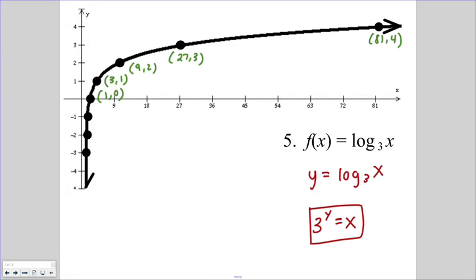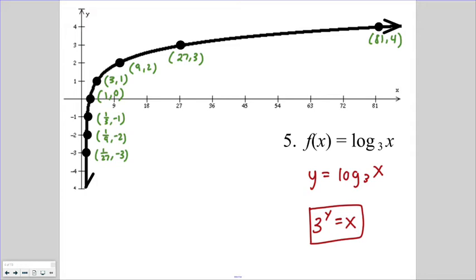So then down here at negative 1, instead of negative 1, 1/3, it's going to be 1/3, negative 1. And then we're going to have 1/9, negative 2, 1/27, negative 3. Okay, so we're just switching the x and y values because logs are inverses of exponential functions. So it makes it really easy if we look at it in exponential form, I think, over logarithmic form.